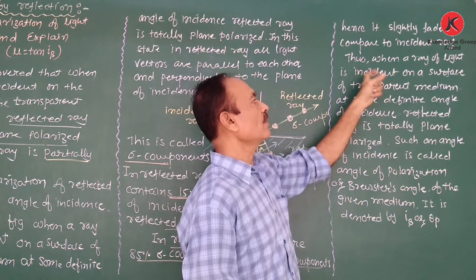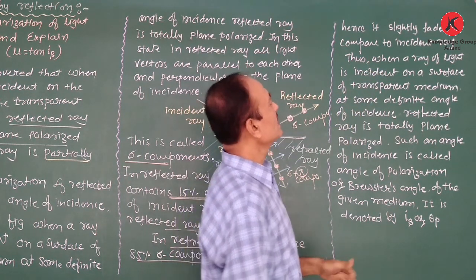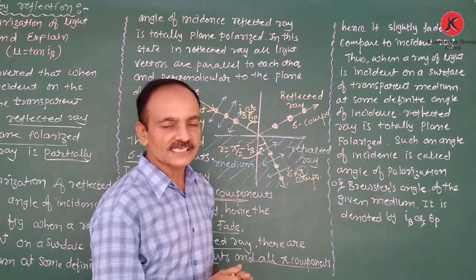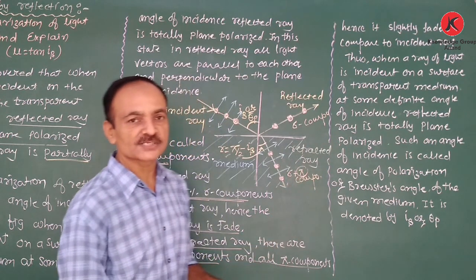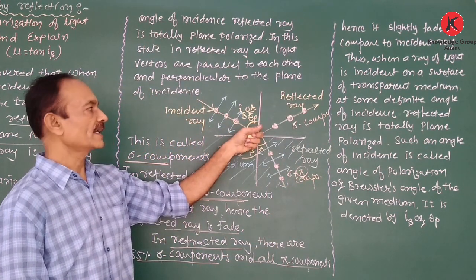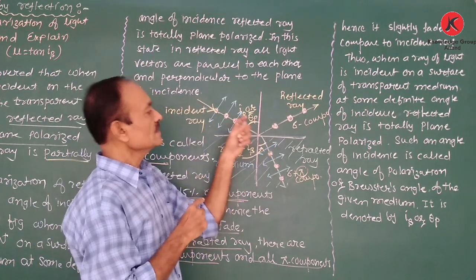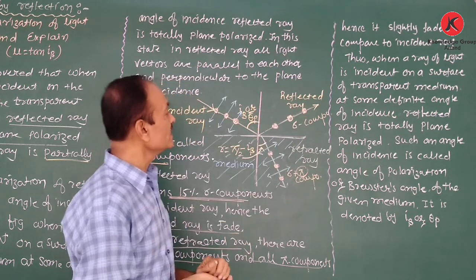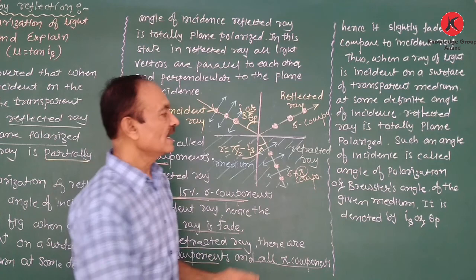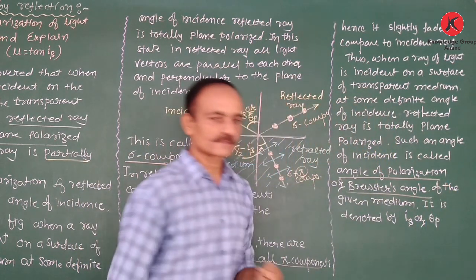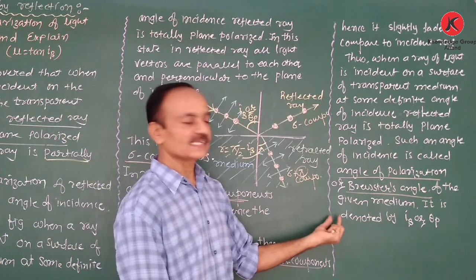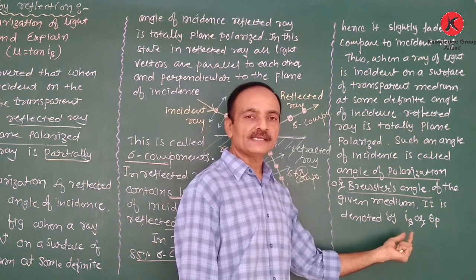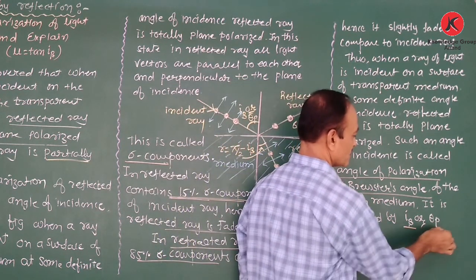Thus, when a ray of light is incident on the surface of a transparent medium at some definite angle of incidence, the reflected ray is totally plane polarized, and such an angle is known as the angle of polarization. Again, in this condition, the angle of incidence is known as the angle of polarization, and that is also known as Brewster's angle. It is denoted by iB or theta B: theta B for the angle of polarization, and iB for Brewster's angle. That is the notation according to our text.